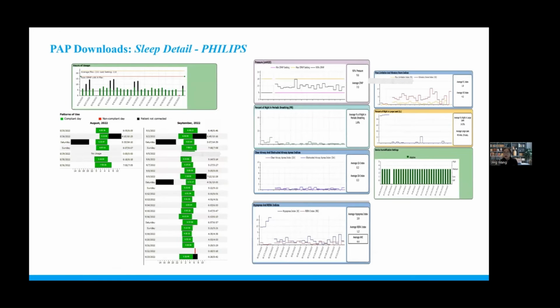If you want more details, you can download a sleep detail or a detailed summary. This will really drill down, and you could even get a day-to-day report on these machines. This is what the sleep detail looks like on Philips. It will show you patterns of use on different days, so it gives you the time.